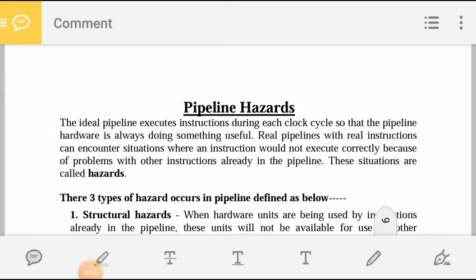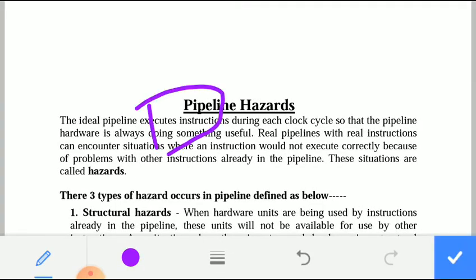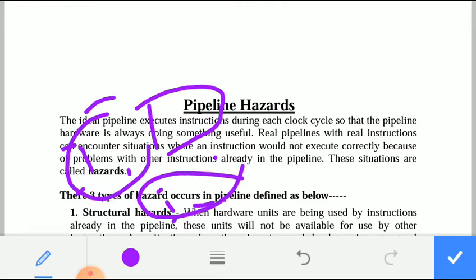Pipeline hazard means a stage of a pipeline may have to wait for a previous instruction. Say I1 and I2 are two instructions. Then I2 has to wait until I1 finishes. Such a situation is called a pipeline hazard. Okay, let's see the types of hazard.